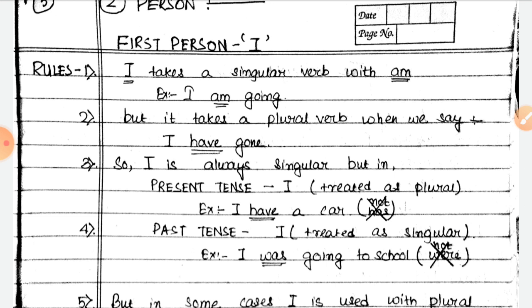So I is always singular. I is a singular thing. Why? Because by I what do we mean? It talks about ourselves. Only one person. When we say I, it means only one life, one body, and no one else is there.